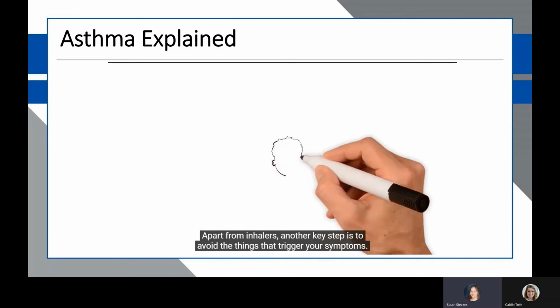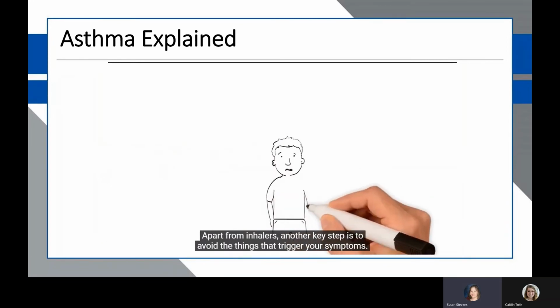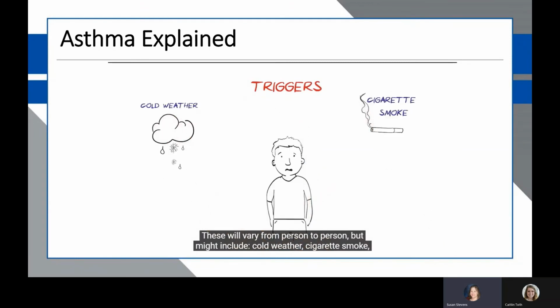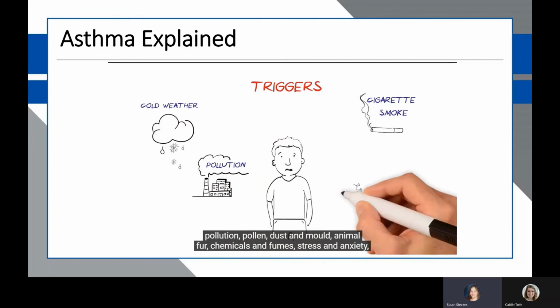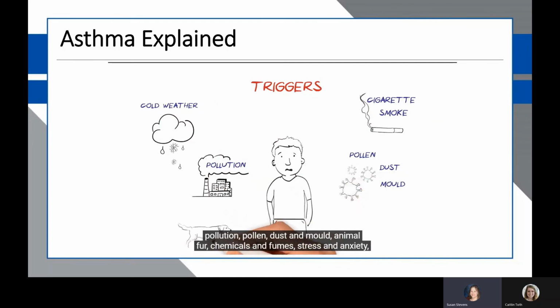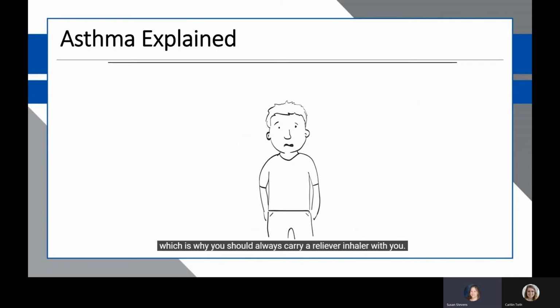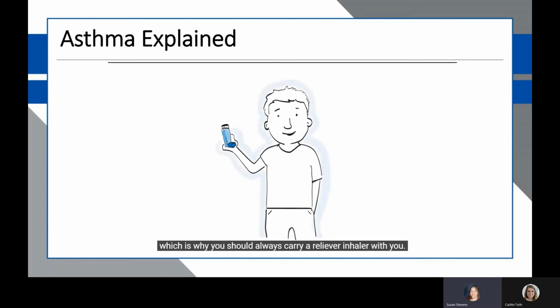Apart from inhalers, another key step is to avoid the things that trigger your symptoms. These will vary from person to person, but might include cold weather, cigarette smoke, pollution, pollen, dust and mold, animal fur, chemicals and fumes, stress and anxiety, strenuous exercise, and infections like common colds or flu. Some of these triggers are unavoidable, which is why you should always carry a reliever inhaler with you.